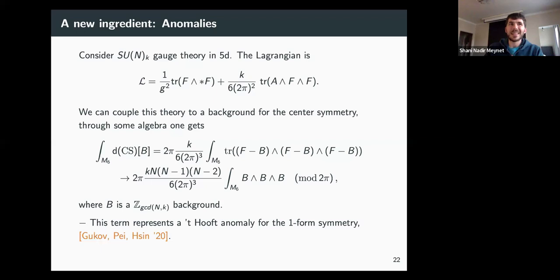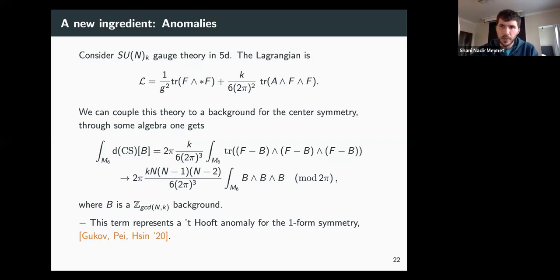So it does not exist as PSU(N) level K for any K, only for specific K. Which case? Well, this is captured by a computation from the work of Gukov, Pei, and Sin, where they showed that there's a Toft anomaly for the one-form symmetry associated to the level K Chern-Simons term. If this anomaly is non-vanishing, you're not allowed to gauge your one-form symmetry. You would end up with this would-be PSU(N) theory, level something, that is anomalous.